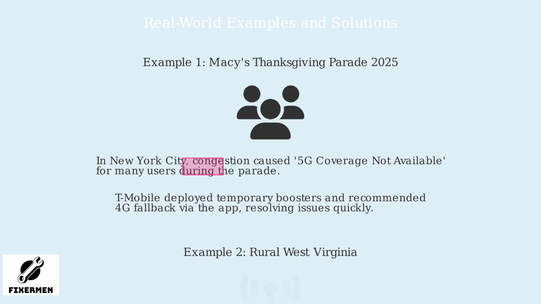In another example, in rural West Virginia, T-Mobile installed new cell towers to address coverage gaps in underserved areas. This infrastructure upgrade fixed connectivity issues for over 200,000 users, demonstrating how targeted network expansions can solve persistent coverage problems.